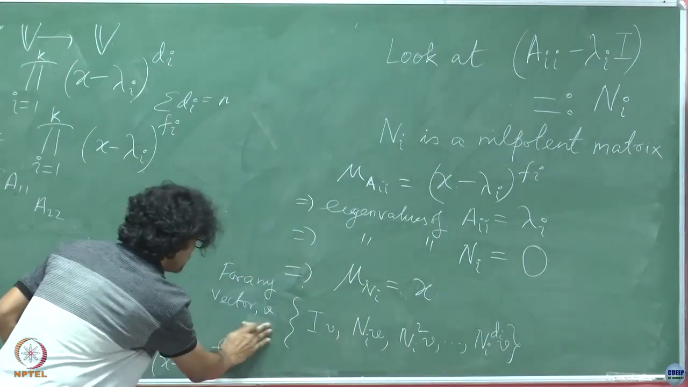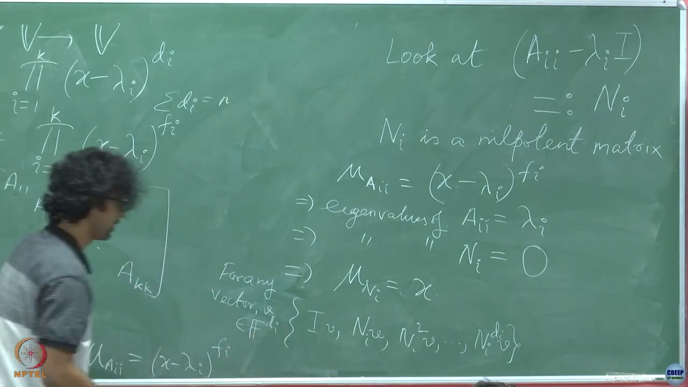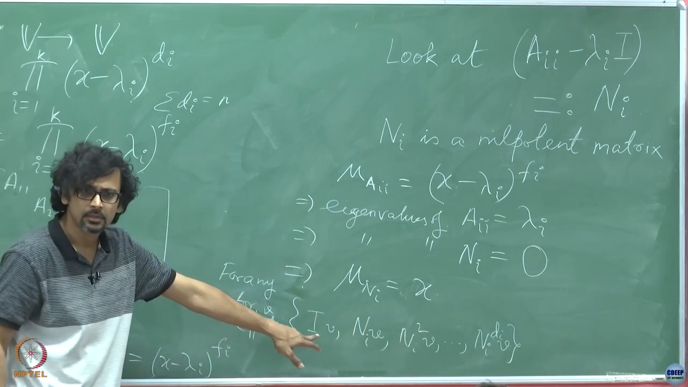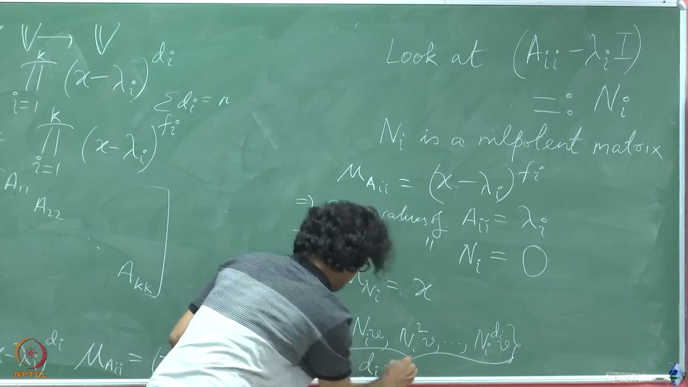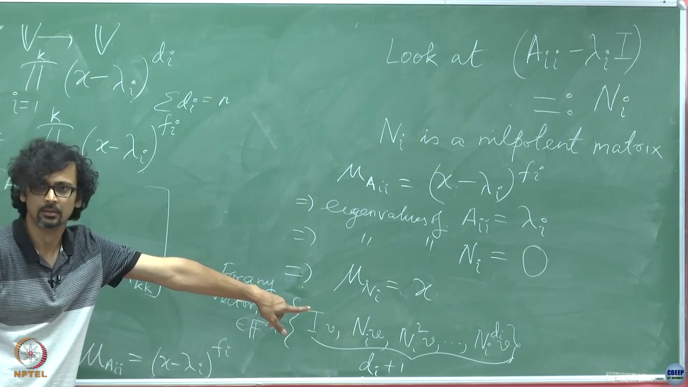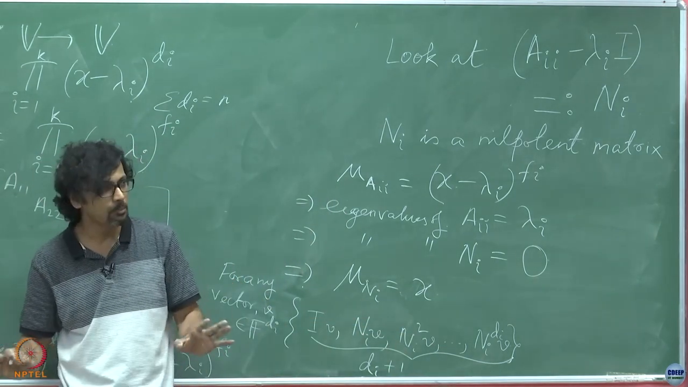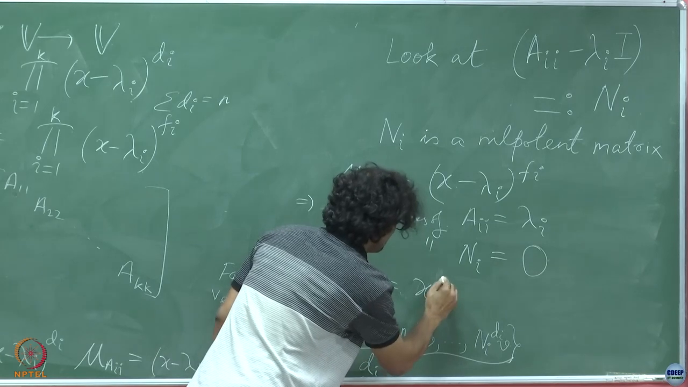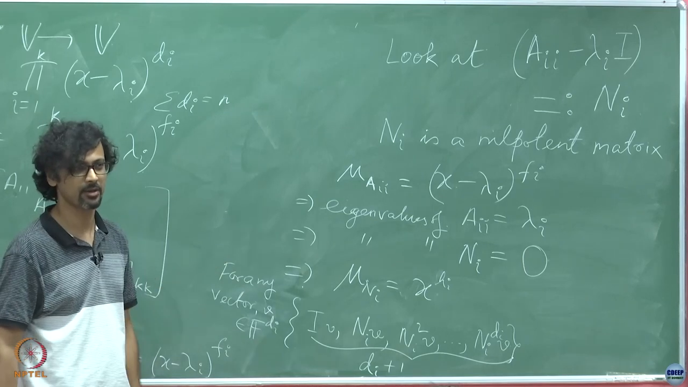Oh, this is not in V, I'm sorry. This is actually in F to the d_i, right? So how many vectors are here? d_i plus 1. d_i plus 1 vectors sitting inside a d_i dimensional vector space. So they must be linearly dependent. And that linear dependence is exactly how we cook up minimal polynomials. But here we already know a priori that the minimal polynomial can be of some power h_i, let's just say. Actually, it's going to be just f_i. We'll see that h_i is equal to f_i.